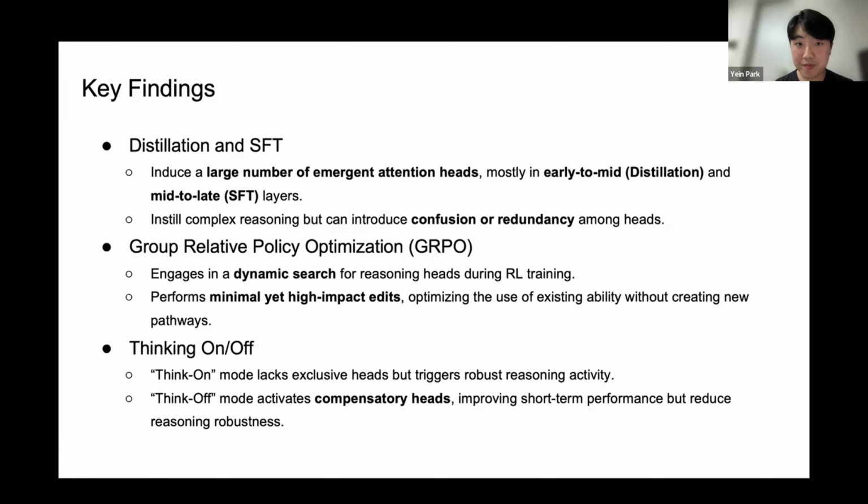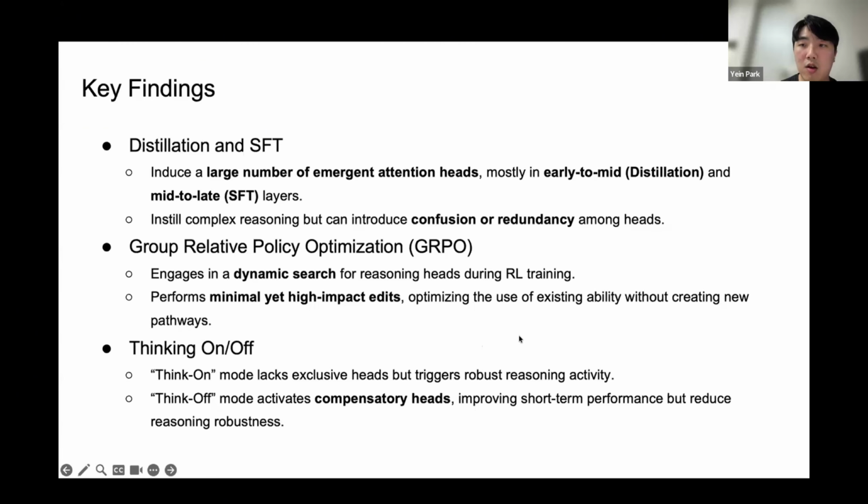Four main post-training methods: distillation, SFT, and GRPO, then thinking on/off for recent models. Distillation induced a large number of emergent attention heads, mostly early to middle, and SFT also introduced a large number of emergent attention heads, but specifically in the mid to late layers of transformer models. They instill complex reasoning, but can introduce confusion or even redundancy among those heads.